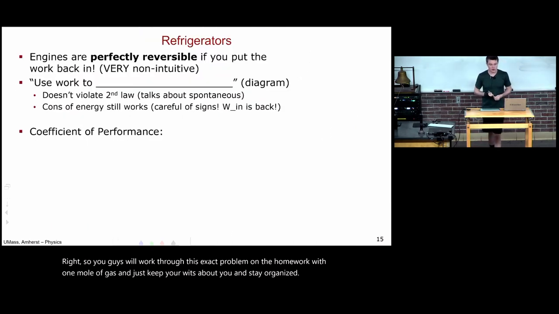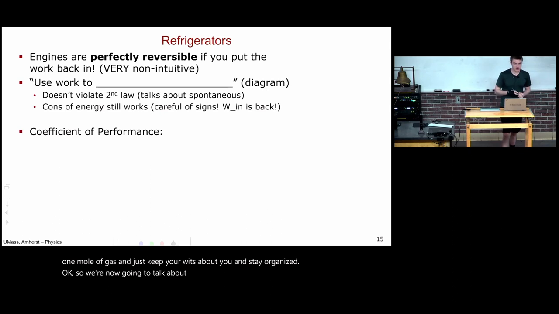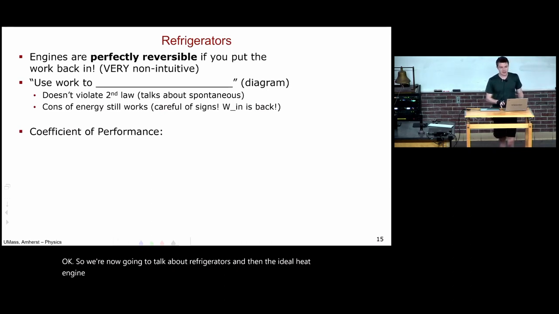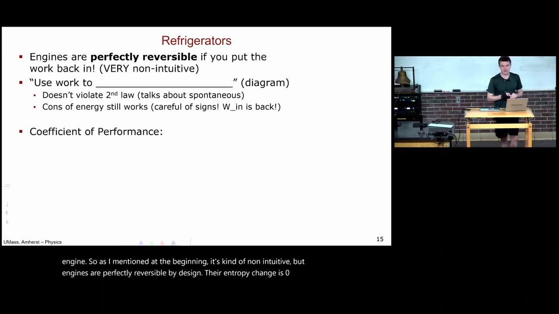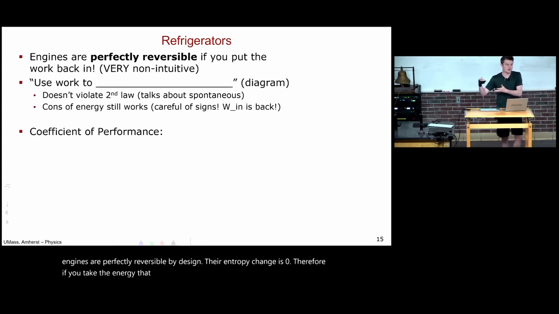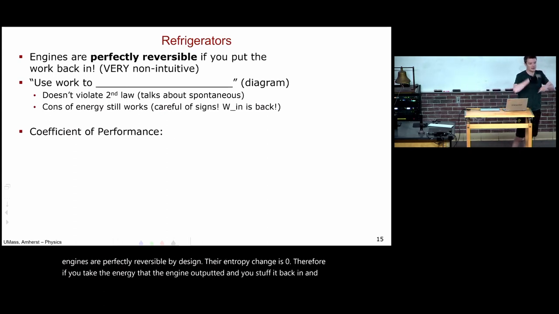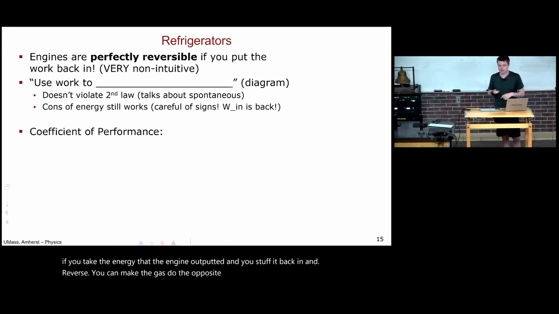Okay, so we're now going to talk about refrigerators and then the ideal heat engine. So as I mentioned at the beginning, it's kind of non-intuitive, but engines are perfectly reversible by design. Their entropy change is zero. Therefore, if you take the energy that the engine outputted and you stuff it back in reverse, you can make the gas do the opposite direction process.